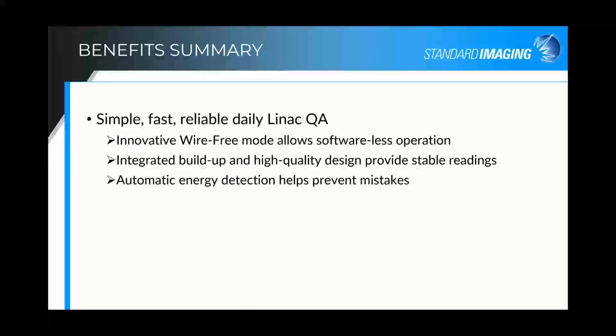Automatic energy detection helps prevent mistakes. If you deliver a 6, it knows it's a 6. If you deliver a 10, it knows it's a 10 because you set up those baselines for it. It's a very robust system. It's got a 2-year warranty, so you can be assured that it's going to be there from day to day for you.